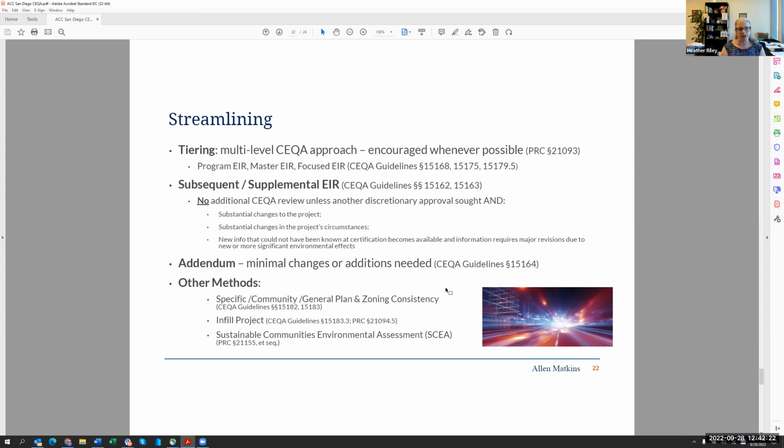Other types of streamlining that have happened in the last couple of years, or become more popular, I should say, in the last couple of years: you can be consistent with a specific community, general plan, and zoning. And there's a variety of CatExes, categorical exemptions, that say if you're consistent with these things, you're exempt from CEQA. In a way, it's not quite as streamlined, but it is sort of the same end result. You don't have to do a CEQA document.